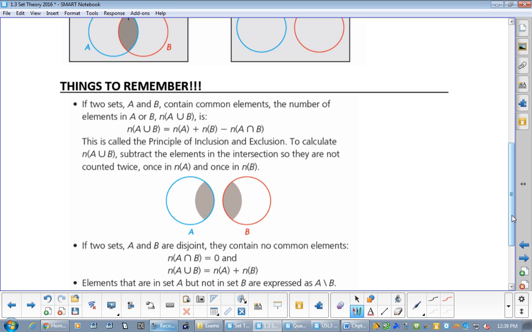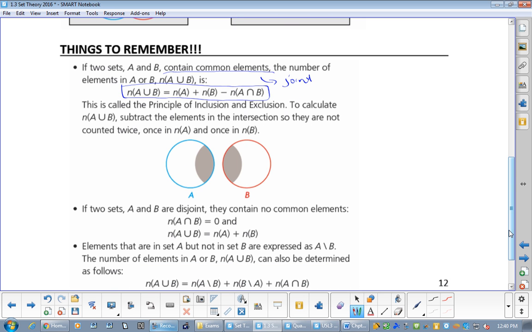So things to remember. If A and B contain common elements, that means they're joint. This is the formula. N of A or B, it's an "or", that is a union, is N of A, the number of A, plus the number of B, minus N of A and B, because it got counted twice. So if we've counted all of A, see there's N of A, and there's N of B. Do you see how the football got counted twice? So all we do is subtract one football off at the end.